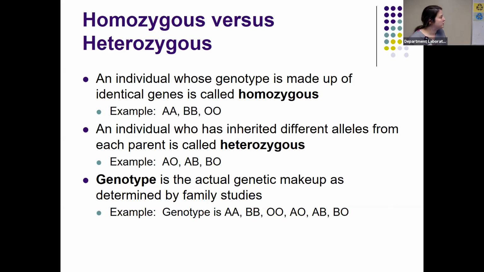And then, like I mentioned, your genotype is the actual genetic makeup. So for AA, that's your genotype, but your phenotype is A, okay? For BB, your phenotype is B. For OO, this is your genotype, but your phenotype is O, okay? And then AO, your phenotype is A. AB, you have both antigens being expressed. And then BO is a B patient.